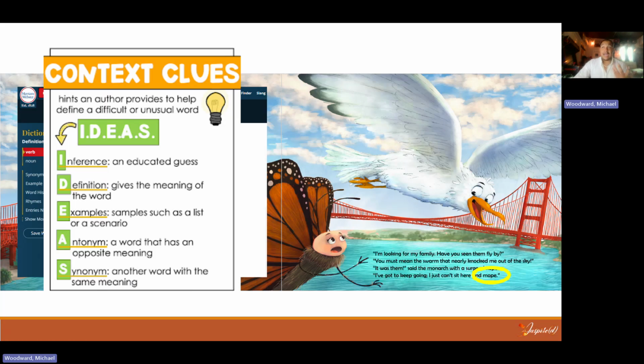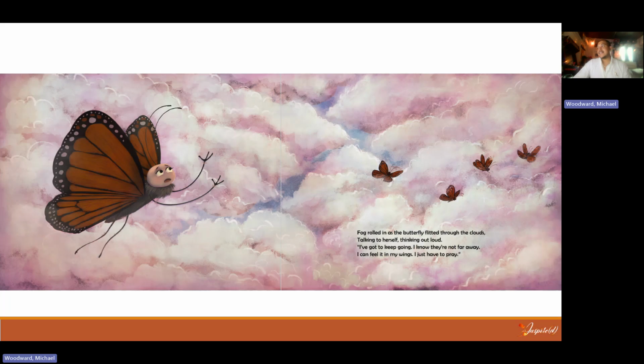Me, I was thinking antonym. "I've got to keep going. I've got to keep going forward." Whereas the vocabulary mope means to concede, to stop, to give up, to no longer advance. So for me, it was antonym, but it's exciting to know that it is a layered approach. In different ways, different meanings can be given to different context clues.